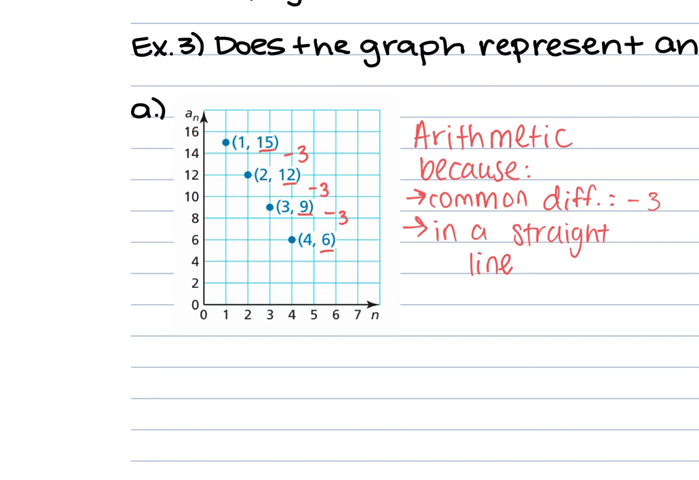Now, are you supposed to draw the line through all the points? No. Never, ever, ever for these sequences, draw your line. Because that is now saying we're taking into consideration every point in between those points. And we don't have an equation here. We have a set of terms. We have a sequence. It's completely different.